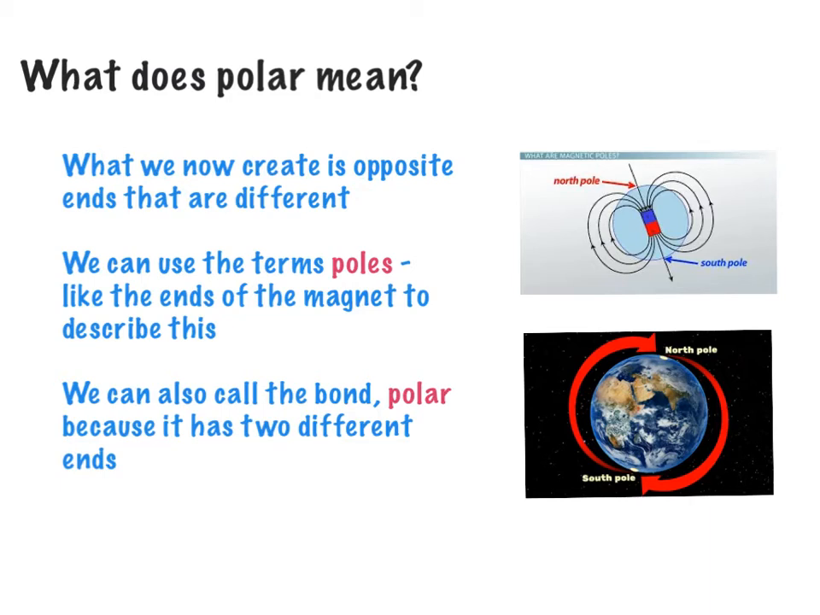Now think about it when you learn about magnets. You've got a magnetic field around a magnet, a little bar magnet. We had the N north end and the S south end. If we think about it, it's also the same as the Earth. We've got a south pole and a north pole. So if we've got two different ends to a molecule, then we have a polar molecule. That sounds easy, doesn't it?